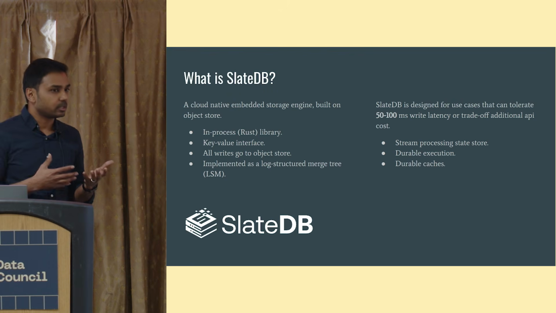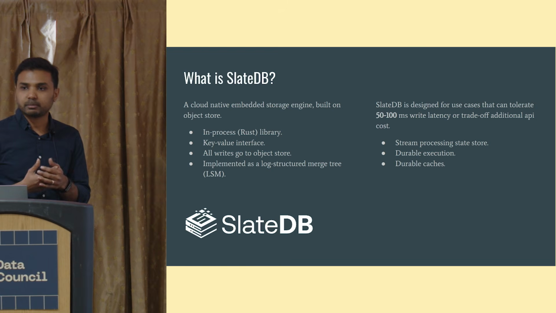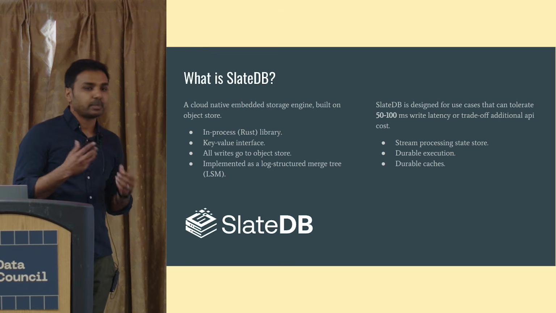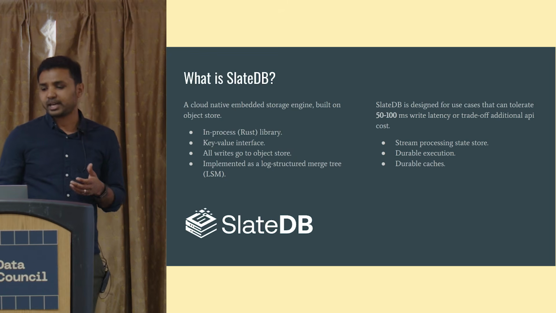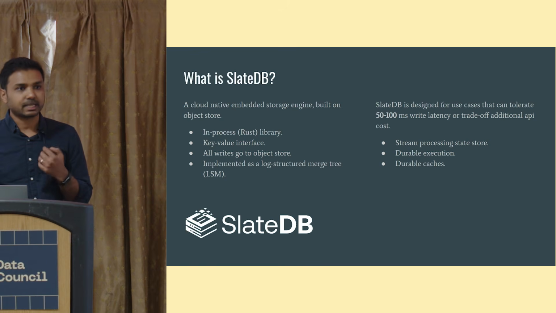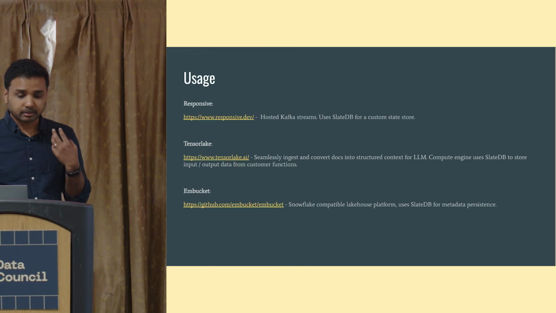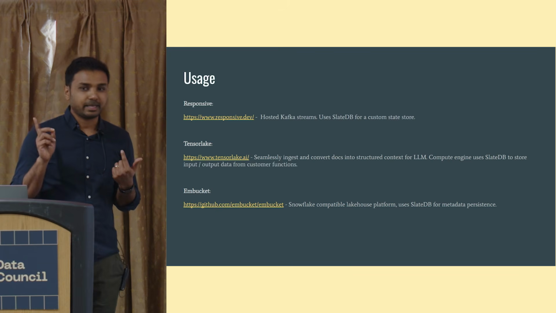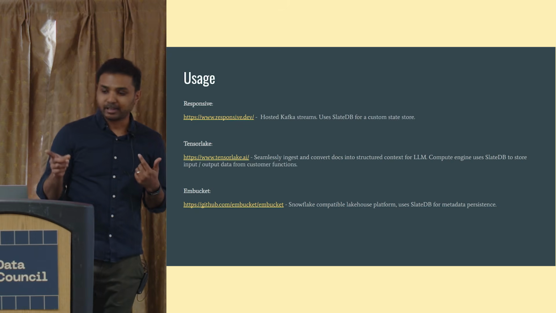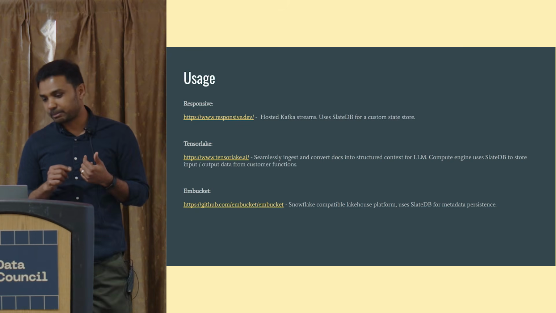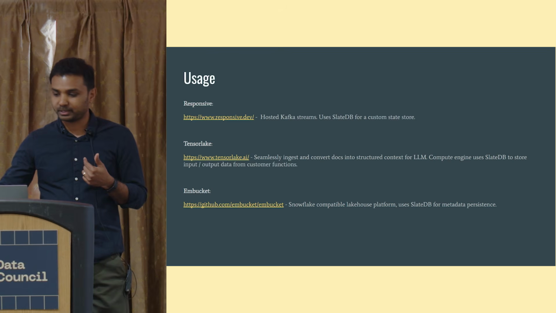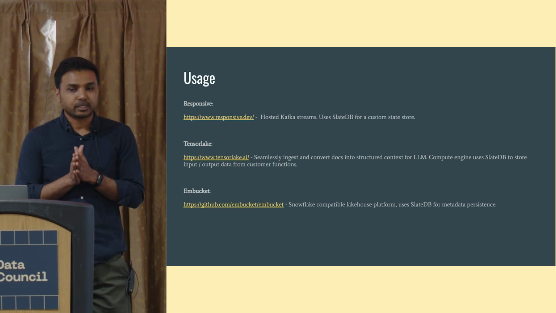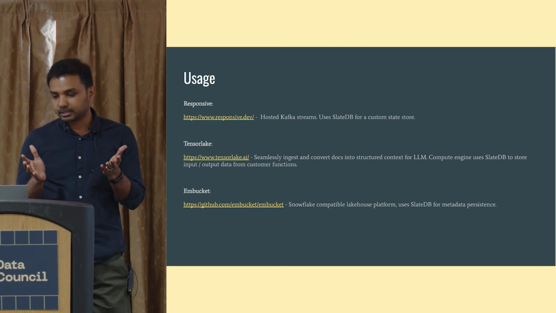Where can you use it? It is useful for applications where 50 to 100 milliseconds latency is reasonable. Stream processing state store is one of the applications where it's directly applicable. There are a few other use cases as well. There are 3 companies that have taken production dependency already. I happened to meet one of them yesterday, and I updated the slide last night. Mbucket is one of the companies. They have a booth on the ground floor. They offer a Snowflake compatible lakehouse platform. They use SlateDB for metadata persistence.